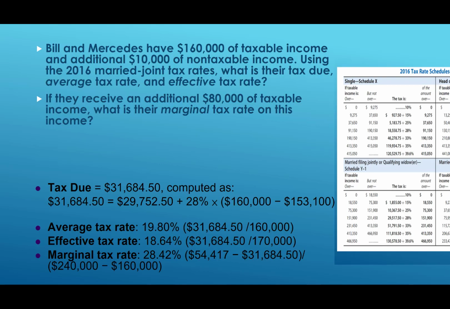Okay, so anyway, let's take a look at Bill and Mercedes. They have $160,000 of taxable income, and an additional $10,000 of non-taxable income. Now, guys, we're going to study this more later, but there is some income that the federal government does not tax, and in some cases, it's because they are constitutionally not allowed to tax certain amounts.